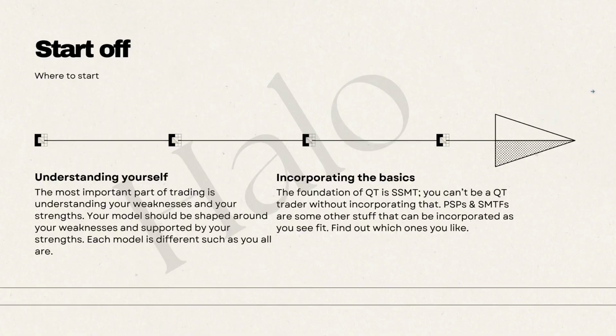So start off, right? Where you guys should start in making your model using quarterly theory, right? The most important part of trading is understanding your weaknesses and your strengths, right? A lot of you guys build your models around your strengths and not your weaknesses, right? When you build your model that's supported by your strengths, right? You will create a model that's good, right? Produces good trades, but when you go on tilt, you blow up, right? So what you should do is make a model that cocoons your weaknesses, right, and keeps them isolated, right?